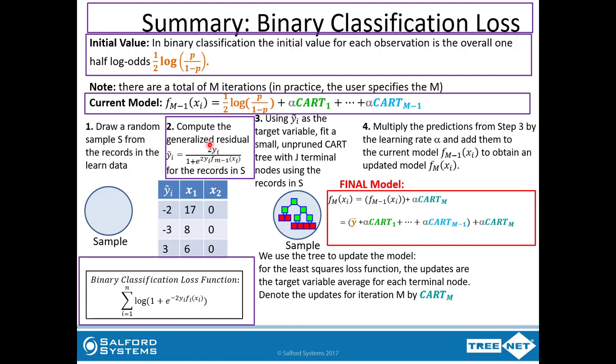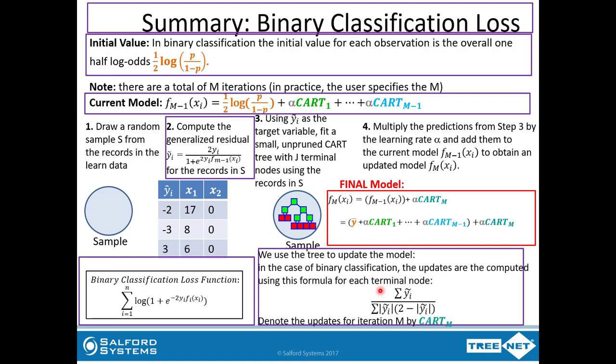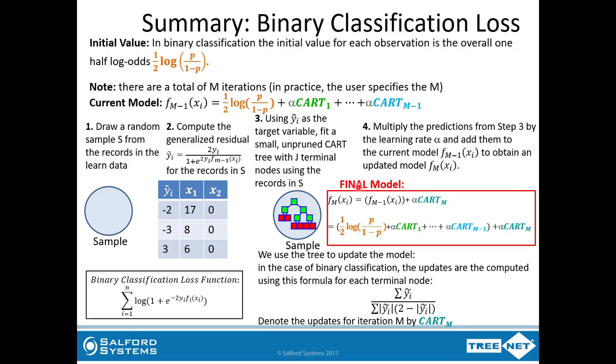And maybe in another video we'll talk about how to get this formula, but that'll be something for a different day. Now the updates are no longer the target variable average. Now they're going to be given by this. And so our final model will have to change as well. We'll have a different intercept here, and the trees themselves, of course, will be constructed in a different way. And so here, this is gradient boosting for the binary classification loss.